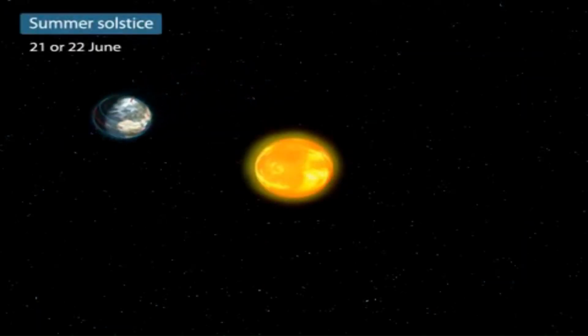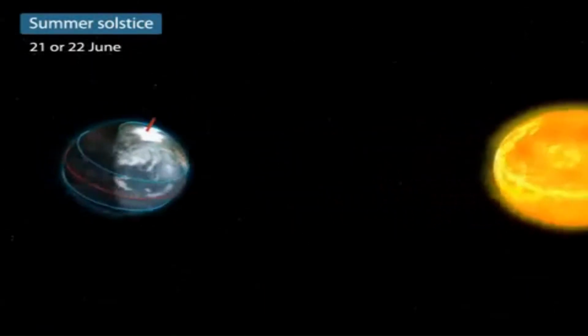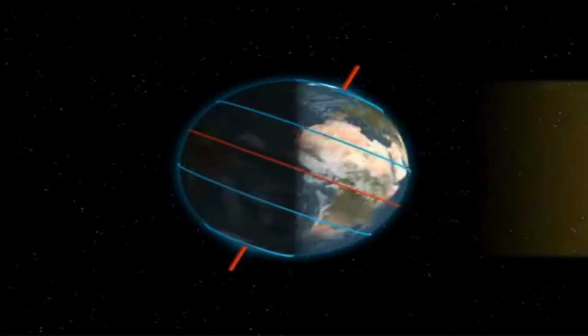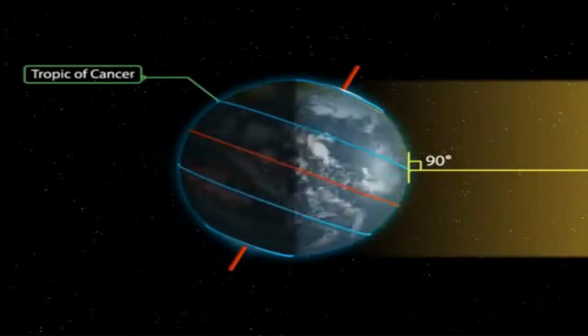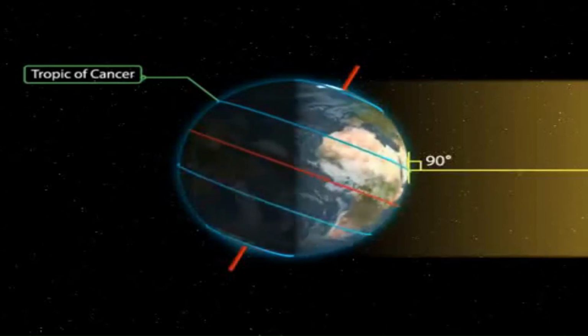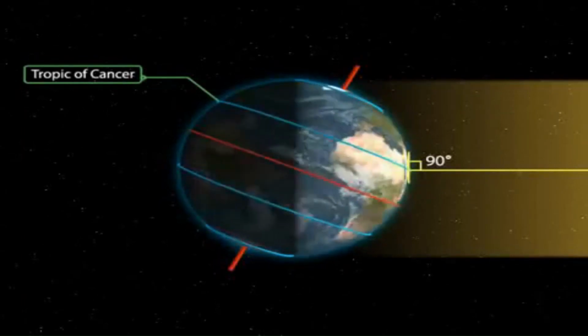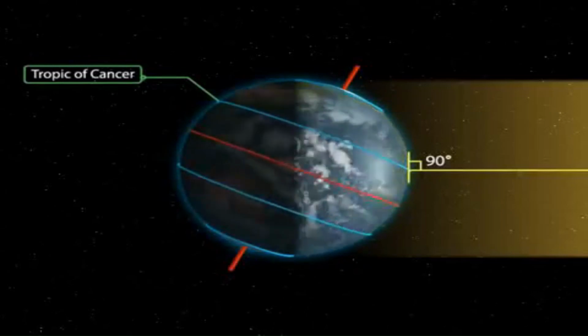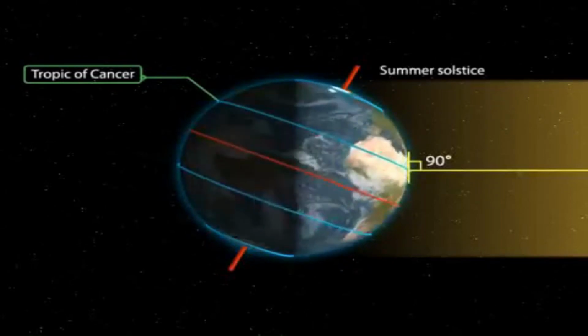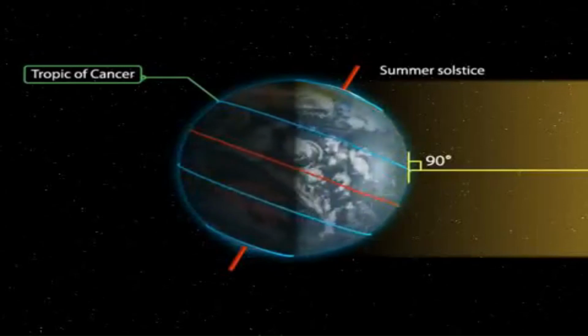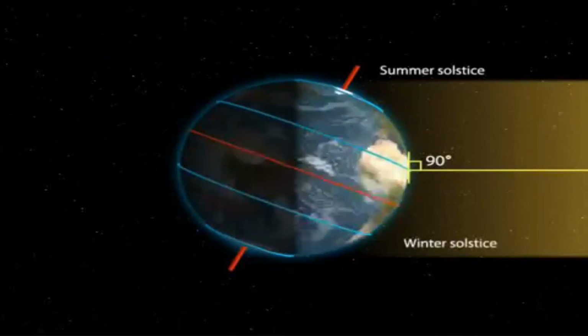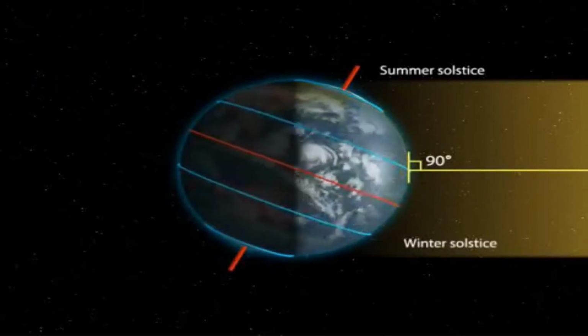Summer solstice. On the 21st or 22nd of June, the overhead sun is over the Tropic of Cancer. It receives the largest amount of solar radiation. At this time, the northern hemisphere is in the summer solstice, while the southern hemisphere is in the winter solstice.